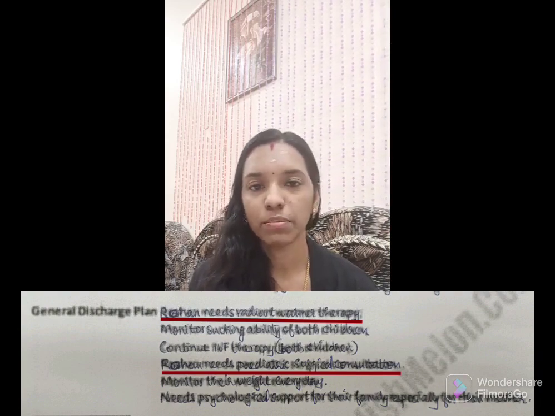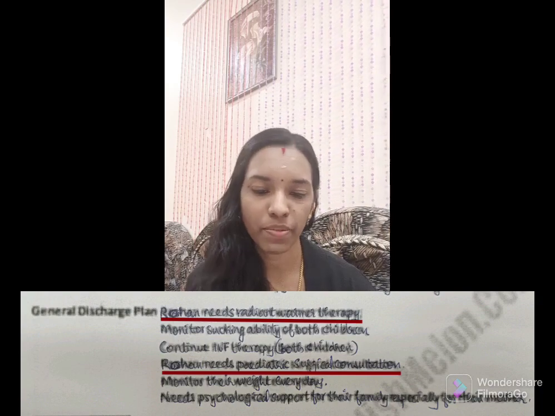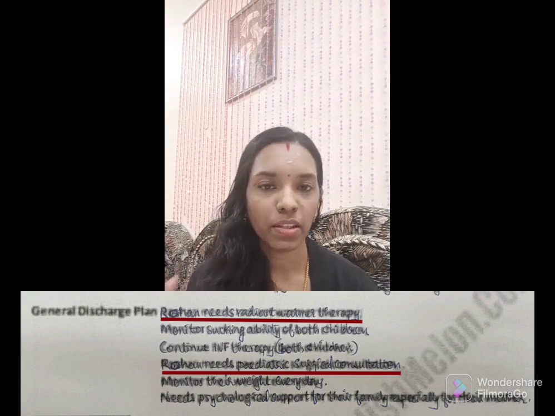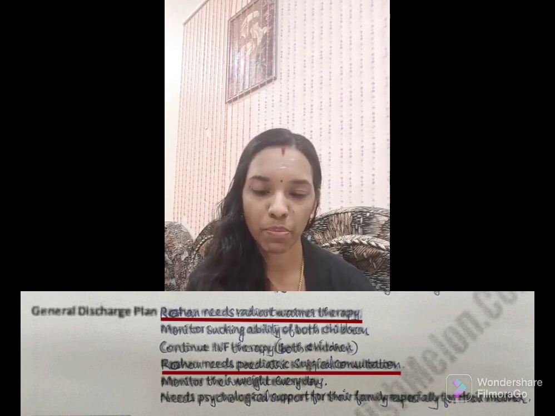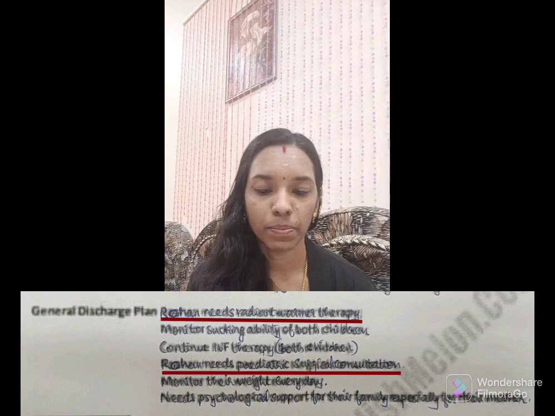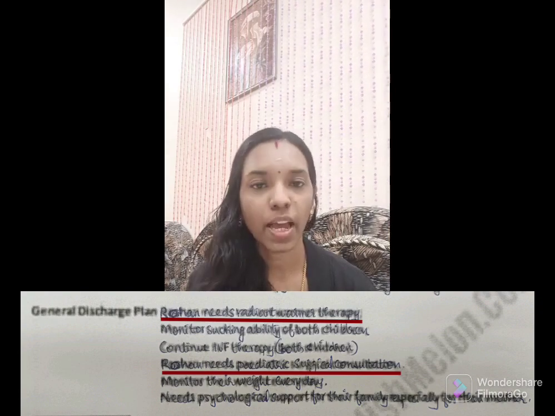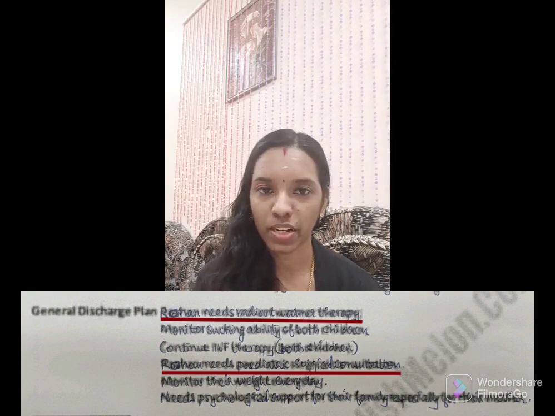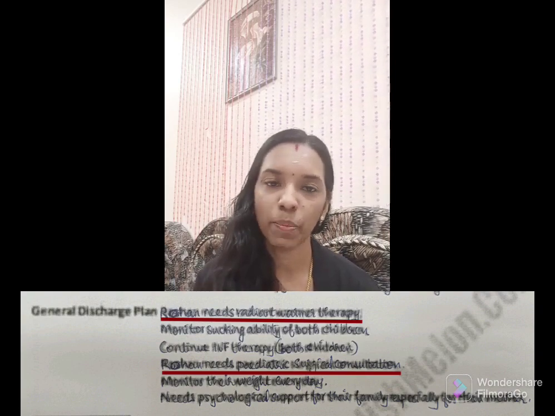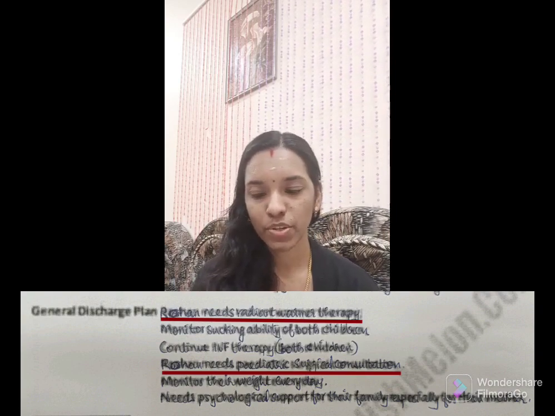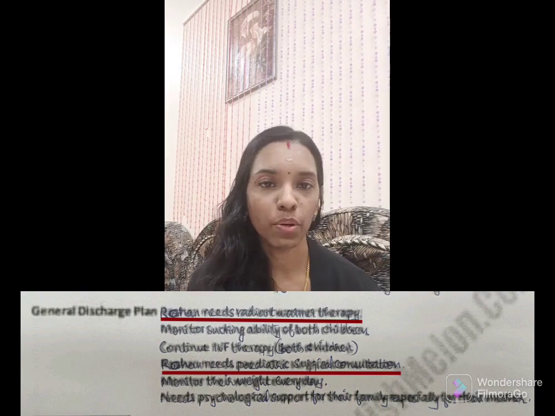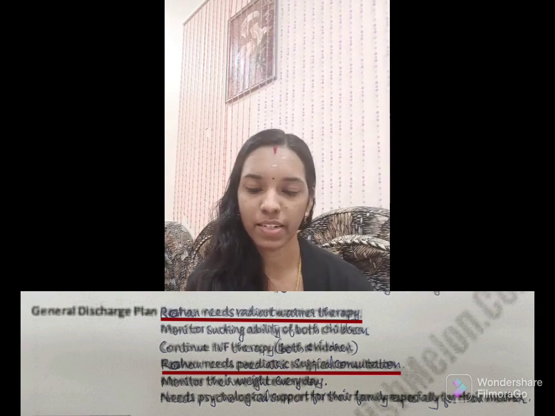So here, for Rohan specifically, we need to continue radiant warmer therapy, and he needs surgical intervention. And the remaining three interventions are common for both babies, like monitoring the sucking ability, daily weight checking, and continuing the intravenous fluid therapy. So these are all common for both babies. So these are all the plans for both babies.